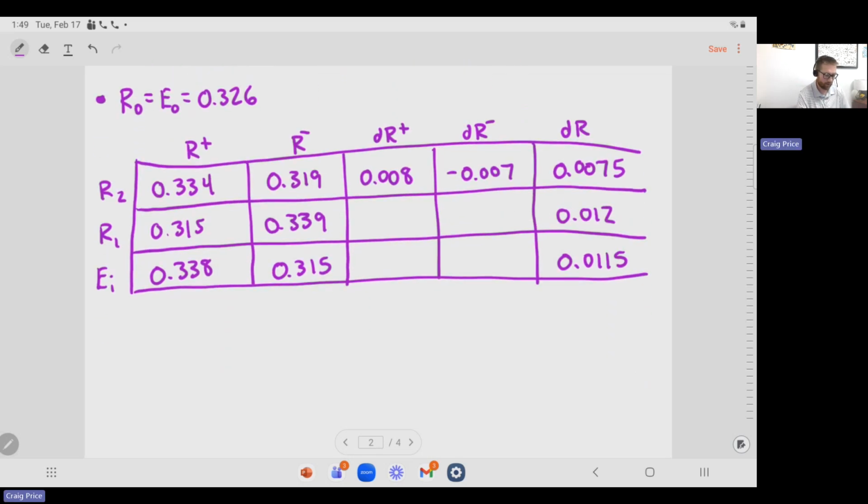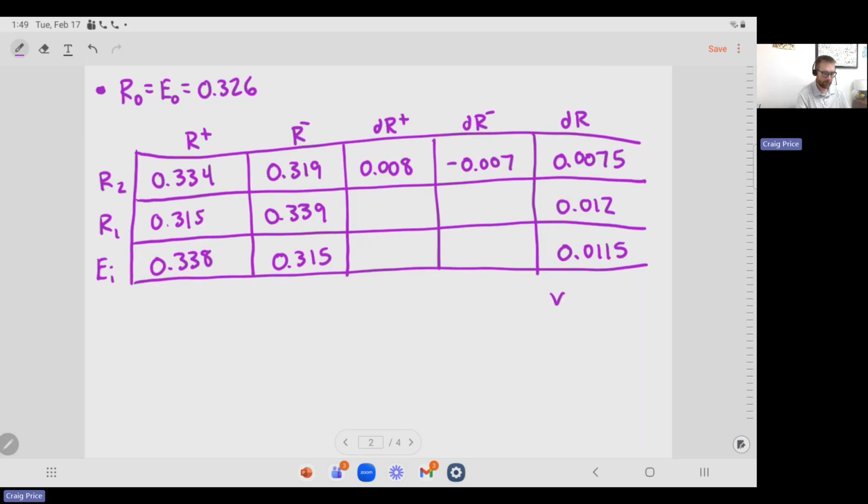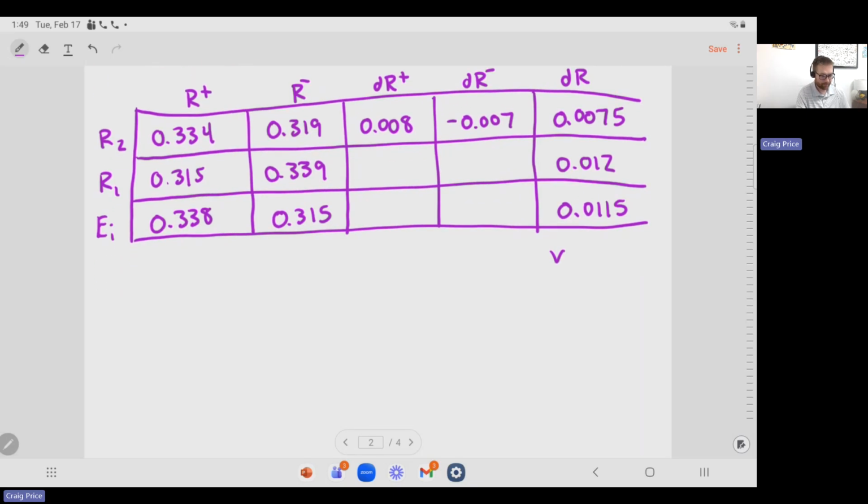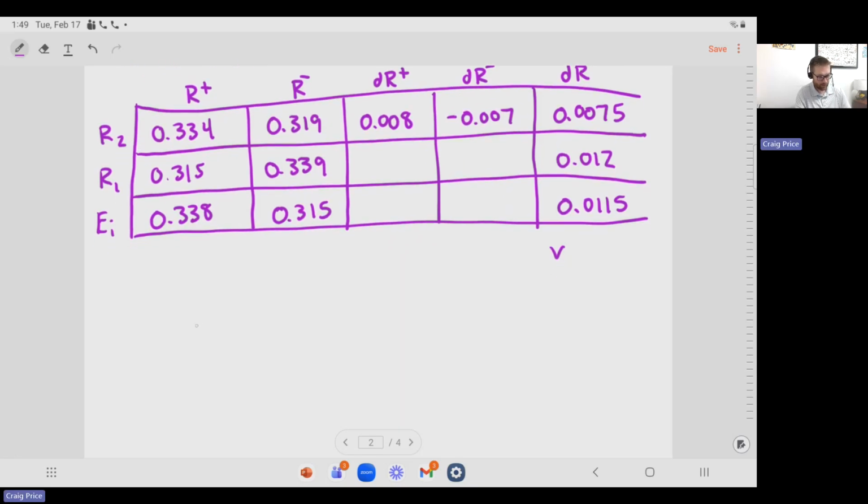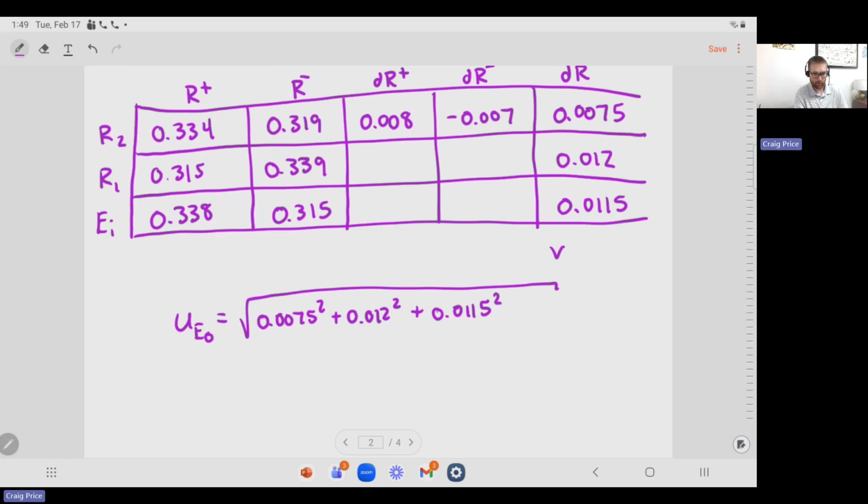And again, like I said, all of these are in volts because that's what my output voltage is. And so after this, we can do the root sum square. So the uncertainty of the output voltage is equal to the root sum square of all three of these. And these are all in volts, so therefore my final answer will be volts. And we got plus or minus 0.018 volts. Or I could say that's 18 millivolts. So that is the uncertainty of our output voltage. There you go.